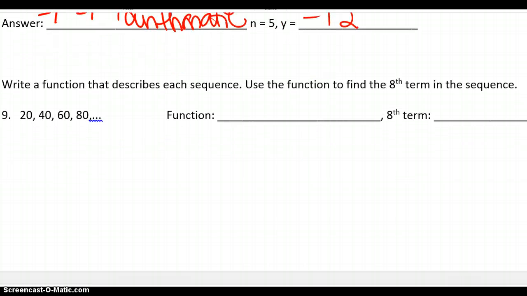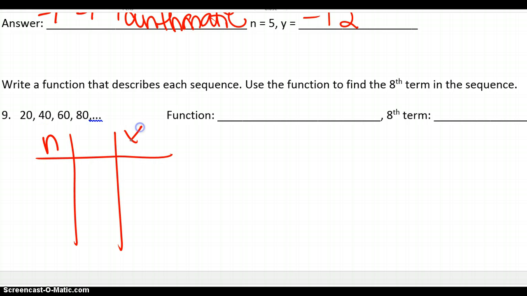Number 9, you need to write a function. I'm pretty sure I did this in everybody's class, but I'm going to do it again. And you need to make a table for every single one of these. That is not an option. That is a requirement. You must make a table or you'll mess them up.